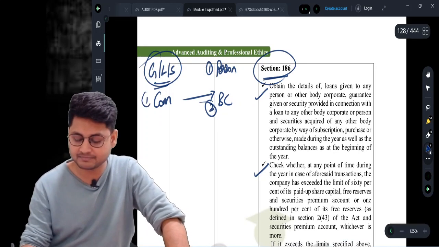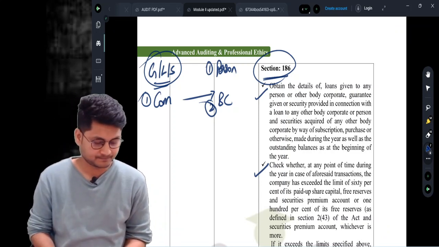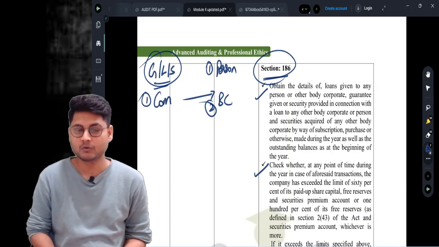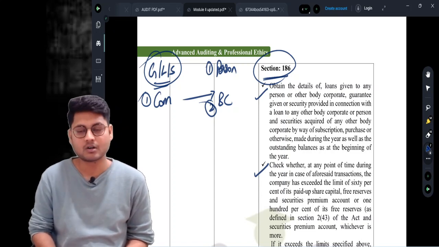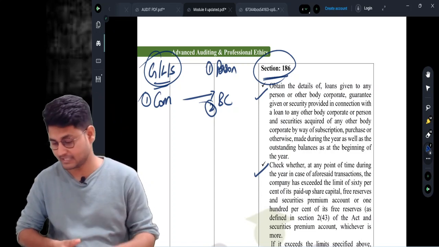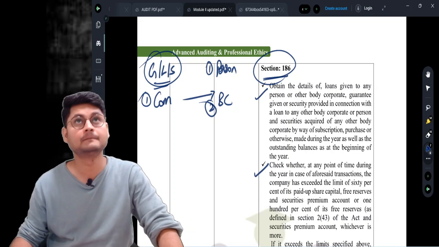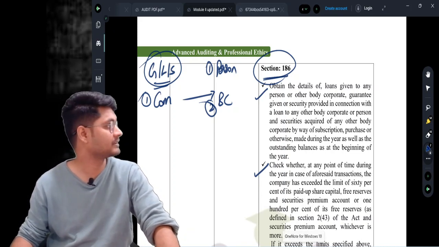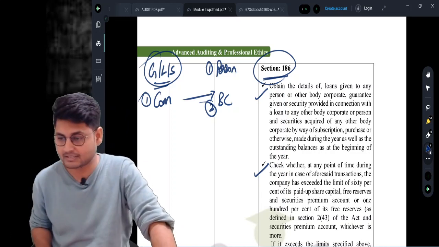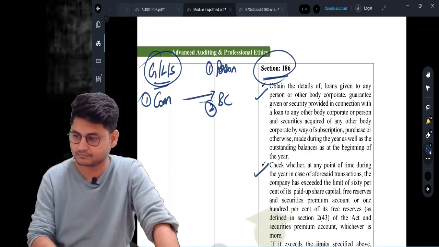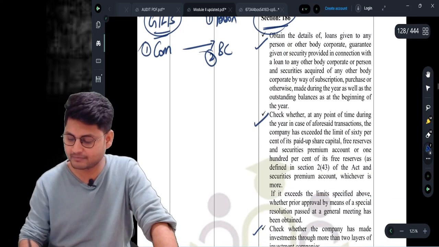Write point number 1. It is applicable when a company is giving a loan, guarantee or security to any person or other body corporate. Any person or other body corporate. Done. Come to point number 2.